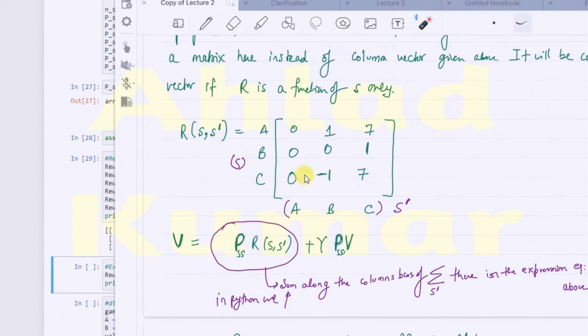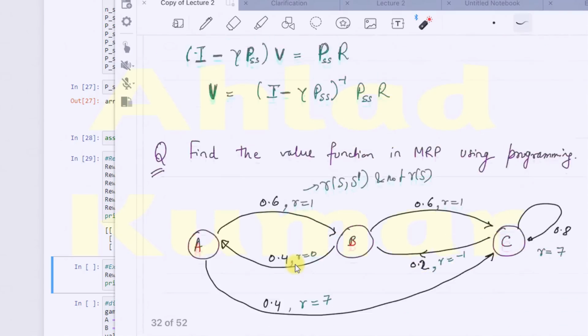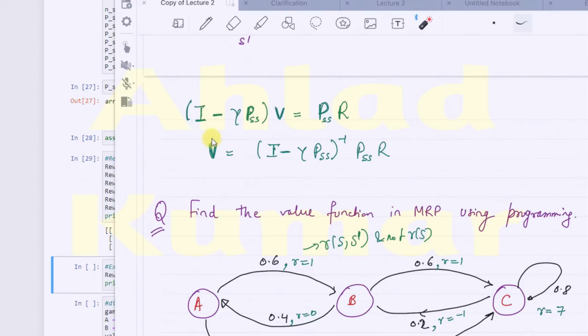Once we have this reward matrix, now what we have to do is compute this particular equation, which is exactly the same as this equation, but with the value of v manipulated. We have discussed this already. In order to calculate the value function for all these states, we have to solve this particular equation. So let us see how we can implement this. First of all, we will focus on this. PSS is a matrix of 3x3, and R is also a matrix of 3x3. When you multiply these two, it will give you a matrix of 3x3. So let us see what that is.